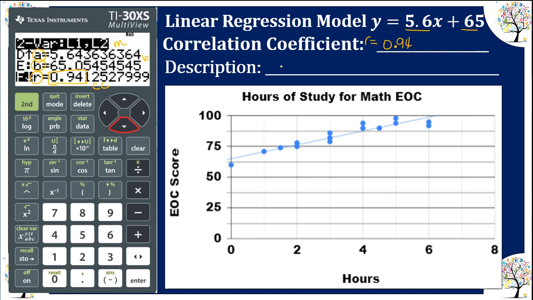And so I'm going to say that it is a positive, strong correlation. And again, remember, correlation deals with measurable data, data that is quantifiable.